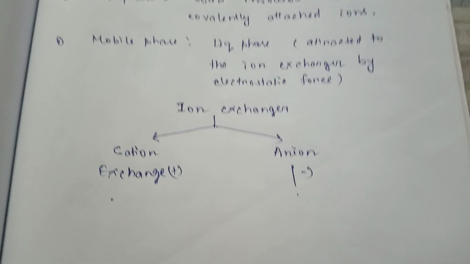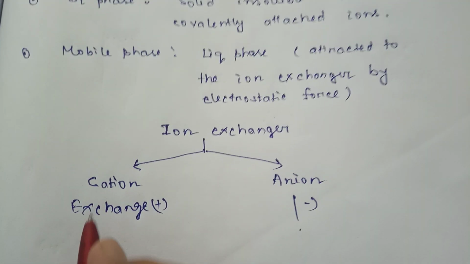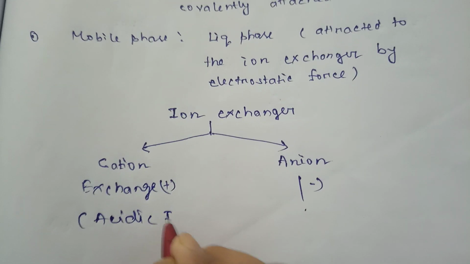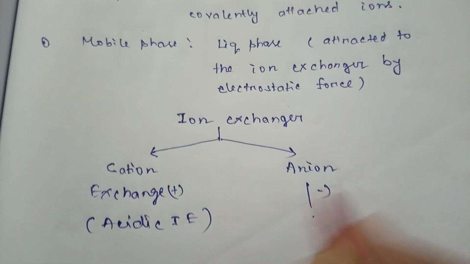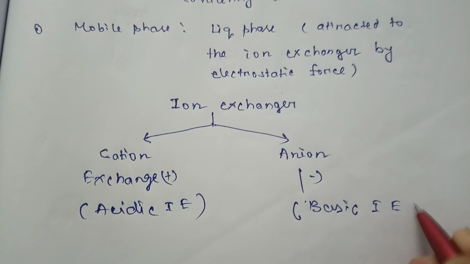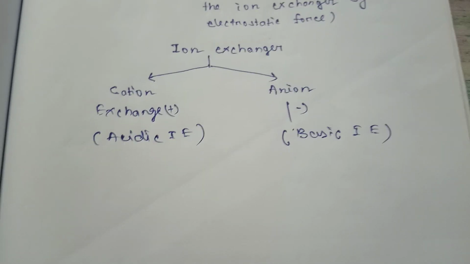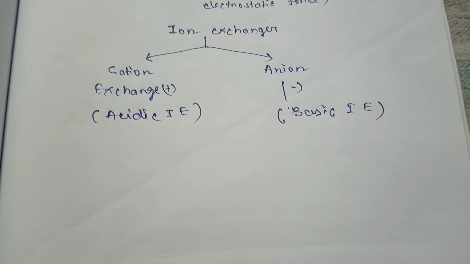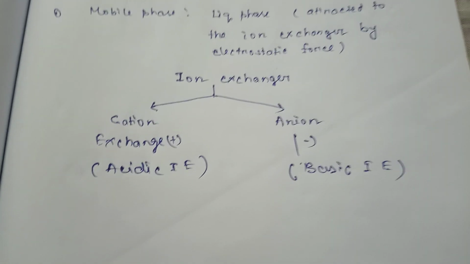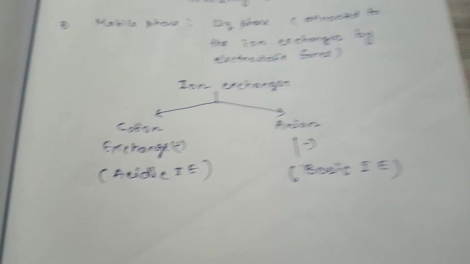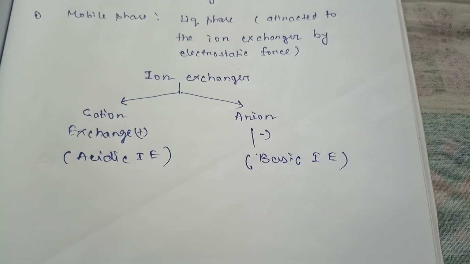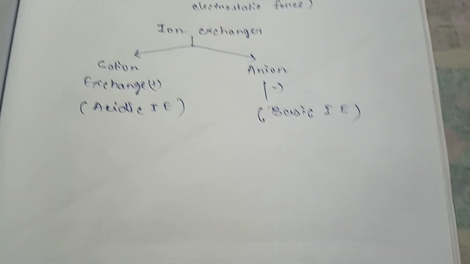Or there is another name: the cation exchanger is called an acidic ion exchanger, and the anion exchanger is called a basic ion exchanger. Now, each type of exchanger is also classified as strong or weak. The main idea you can get from the following diagram, so let's check the diagram.